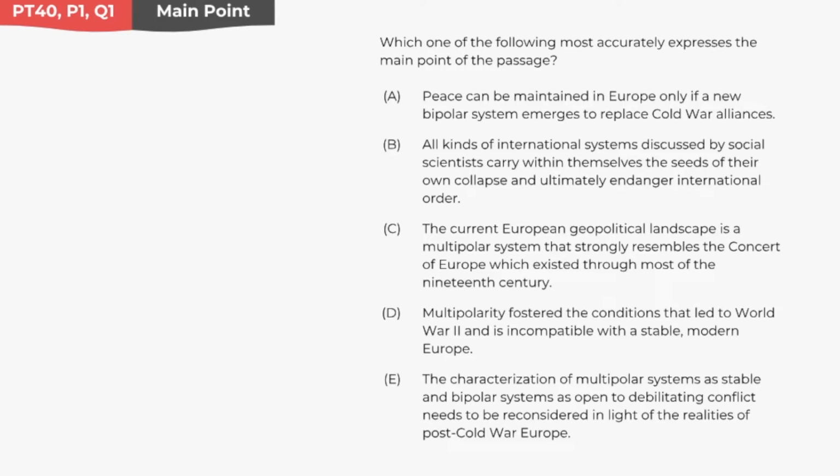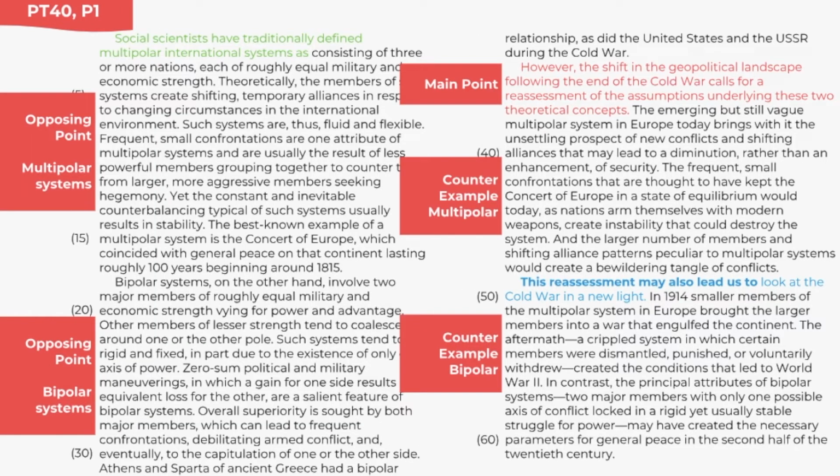All right, so we're looking for the main idea. When you have a question like this, you simply want to go back to the passage, reread the main idea, and then use that as your anchor as you're reading through the answer choices. So we're essentially looking for an answer choice that paraphrases the idea that the shift in the geopolitical landscape following the end of the Cold War calls for a reassessment of the assumptions underlying these two theoretical concepts.